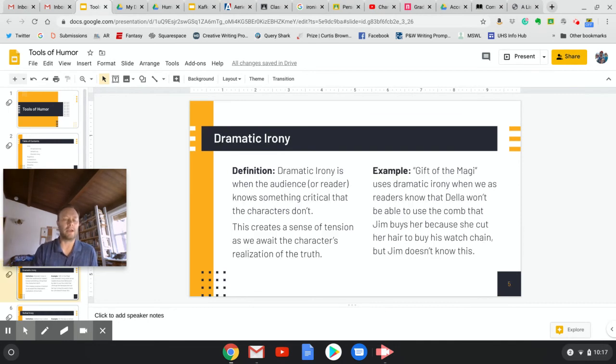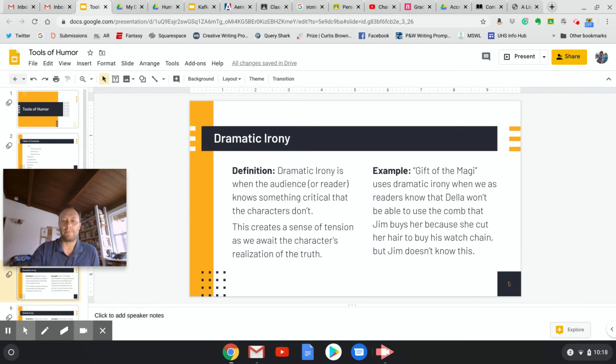The next kind of irony is called dramatic irony. This is when the reader or the audience, if it's a play or a movie or a TV show, knows something that the characters don't know, and if they knew what we know, they would not be acting how they're acting, right? So in Gift of the Magi, we know that Della cut her hair so that she could buy the watch chain for Jim. And so we know that Jim should not be buying her a comb that's going to be useless for her, and yet he does. And so the whole time we're kind of anxious about the fact that they don't realize what's really going on, but we do know what's going on.